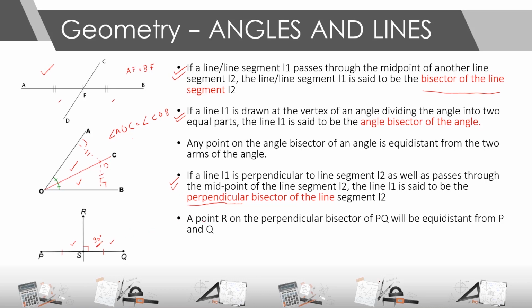Another property of this perpendicular bisector is that if you take any point on this perpendicular bisector, so I have taken a point R on this perpendicular bisector, the distance of this point R from P and from Q will always be equal. PR is equal to RQ. So any point on this line segment is going to be equidistant from the two ends of the initial line segment.